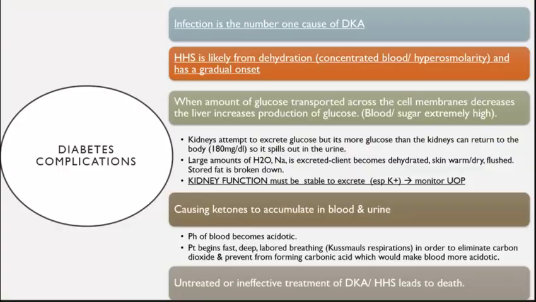Now, your diabetes complications. Infection is the #1 cause of diabetic ketoacidosis. HHS is likely from dehydration, so concentrated blood, hyperosmolality, and has a gradual onset. DKA, infection, rapid onset. HHS, dehydration, slow onset.